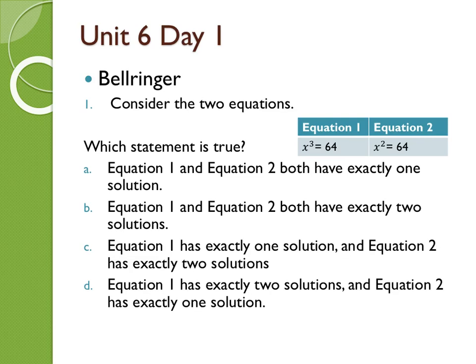Unit 6, Day 1, Bell Ringer. Consider the two equations. Equation 1, x cubed equals 64. Equation 2, x squared equals 64. Which statement is true? Equation 1 and equation 2 both have exactly one solution.